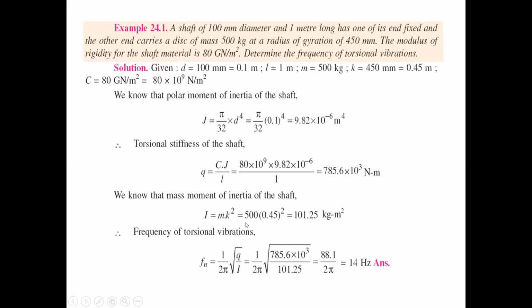So Q is known and I is known. Then simply substitute in our main equation, the frequency of torsional vibration: f suffix n equals 1 by 2 pi into square root of Q by I. Substituting the Q value and I value in our equation, just make the simple calculation and get the value. That is 14 Hz. So 14 Hz is our torsional vibration frequency.